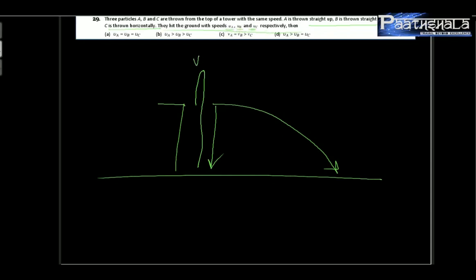So this is VA, this is VB, and this is VC. See, VA is going to be equal to VB. Why? Here time has not been asked. Because of energy conservation, when the particle goes up like this and comes back to this point, it is going to have the same velocity. Am I correct? So it is as if VA and VB are being thrown down only from this same point. But for C, that is not the case.